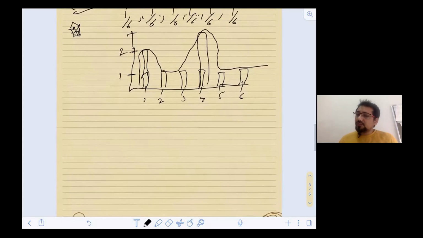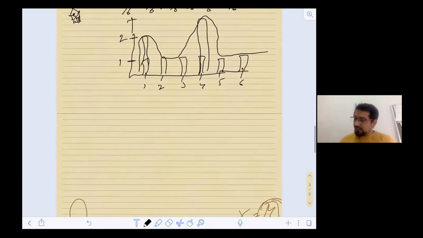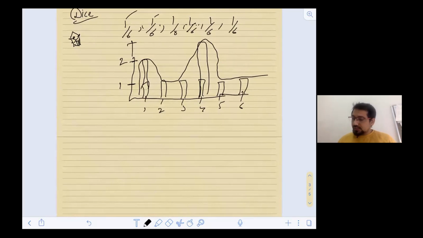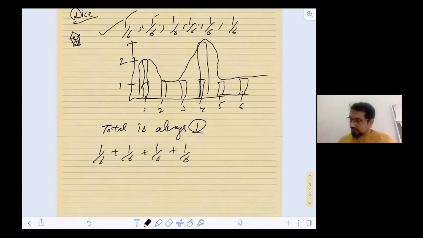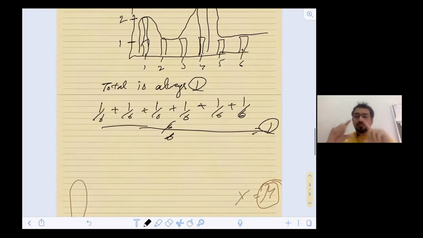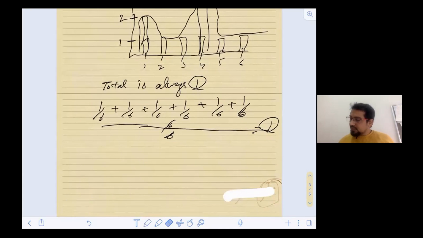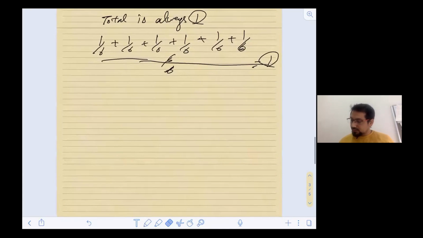One more thing I would like to focus on here: the total of a probability distribution is always one. How do you understand it? In the same example, 1 by 6, 1 by 6, 1 by 6, 1 by 6, 1 by 6, 1 by 6. That is 6 by 6, which is 1. So the total probability is always 1.